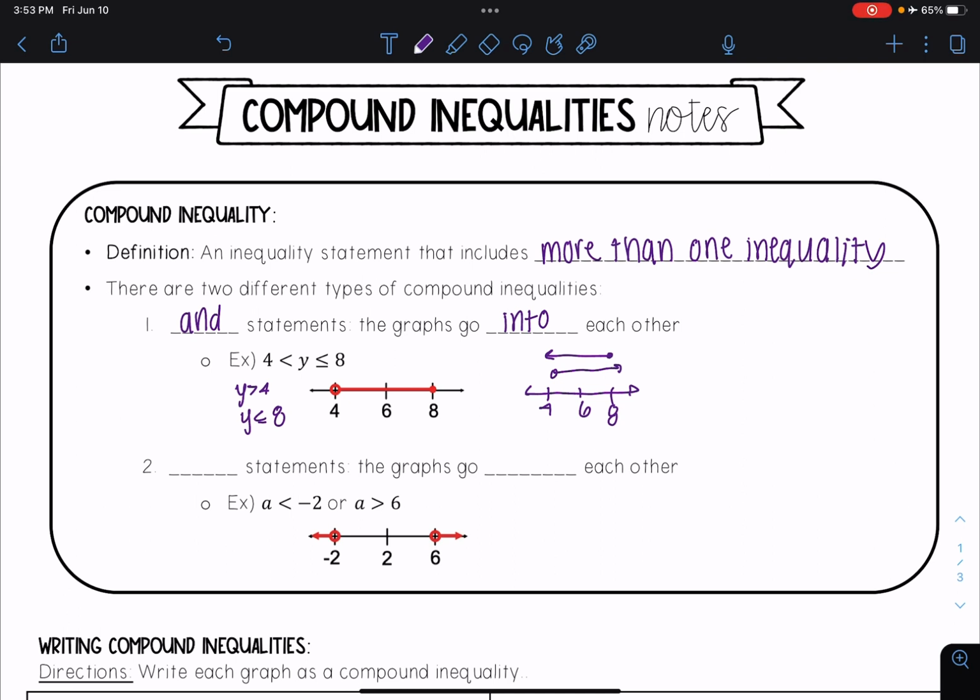And then we also have or statements. And those are graphs that go away from each other. So for example, a is less than -2 or a is greater than 8. I see the graph here, I have those 2 points and the lines are going away from each other.